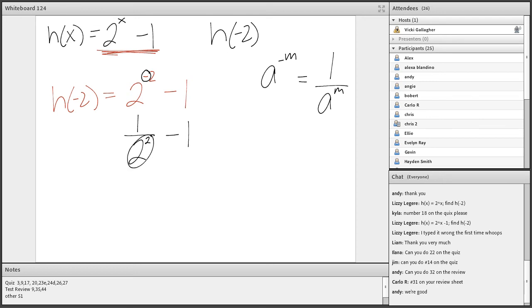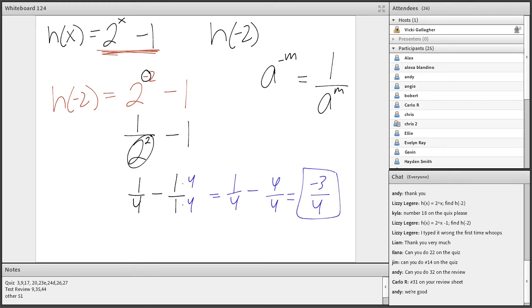Next, I'm going to figure out what 2 squared is. And I'm going to leave that on the bottom of the fraction. And then as we talked about earlier today, we need common denominators so that we can subtract fractions. So I'm going to multiply this 1 by 4. So that's 1/4 minus 4/4, which is -3/4. So hopefully that's the answer you were supposed to get on that one.